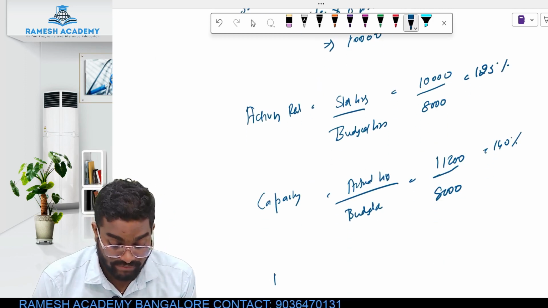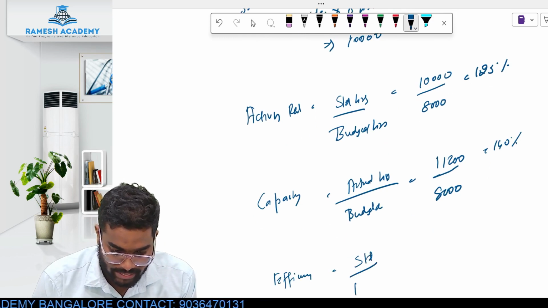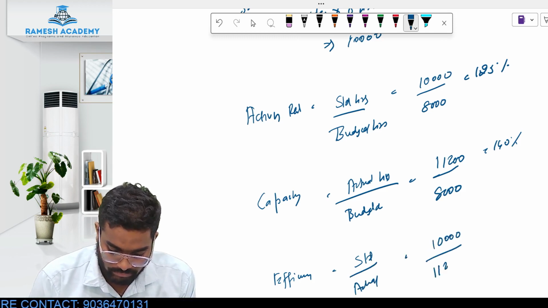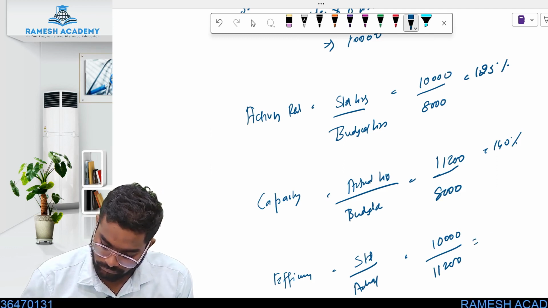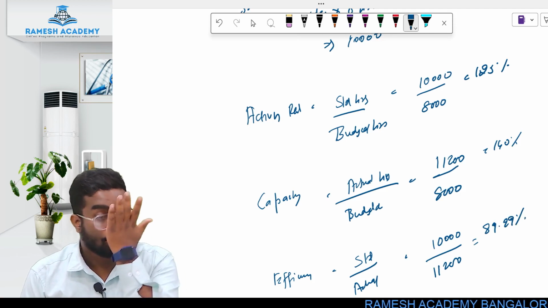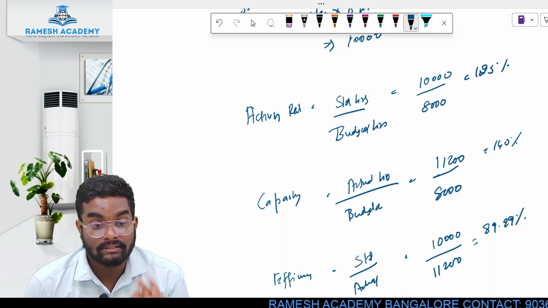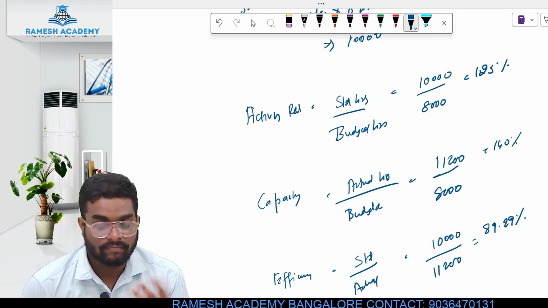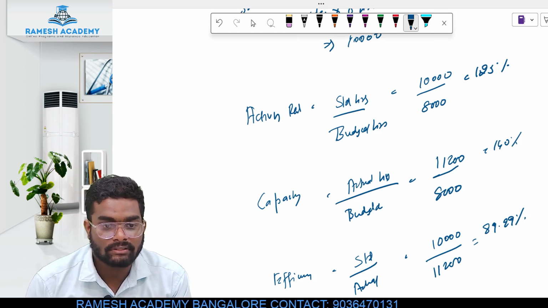Next we have efficiency. What is the formula? Standard by actual. Standard we have 10,000 divided by 11,200, which comes to 89.29%. In the question we don't have this option, so there is a small mistake, but the formula to calculate these ratios is this only. If we know the concept, even if there is something wrong, anyhow we will be getting the grace marks, but knowing the concept is very much important. So please do copy this.